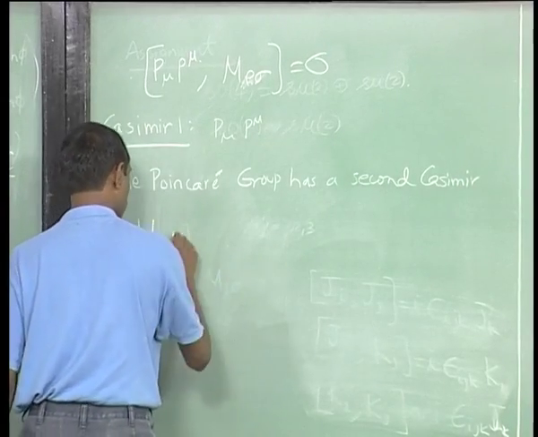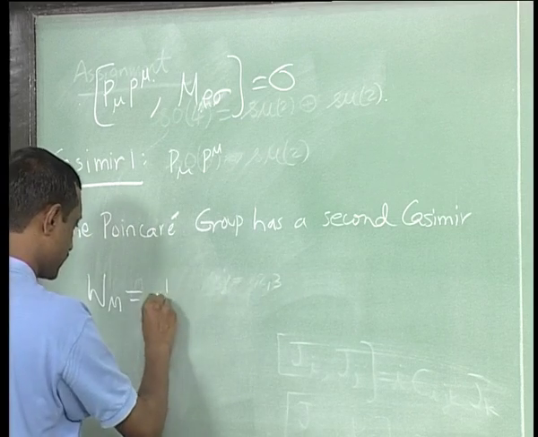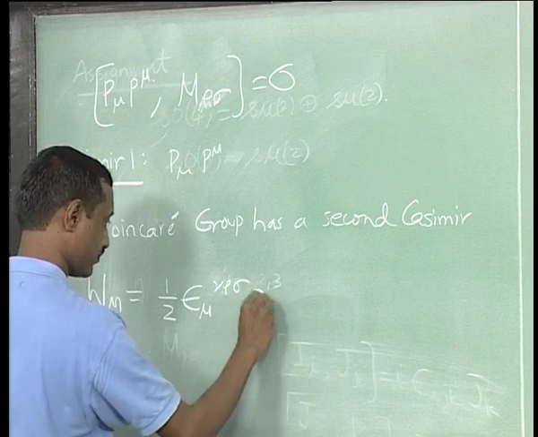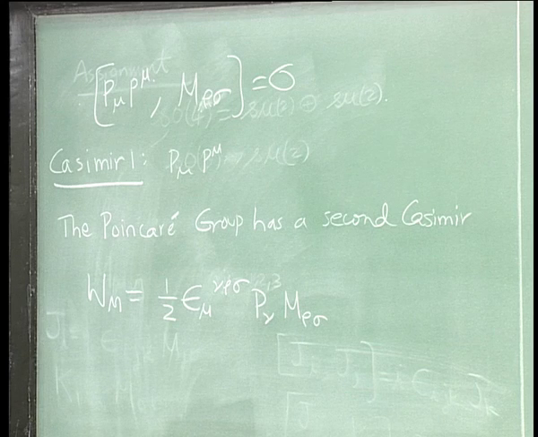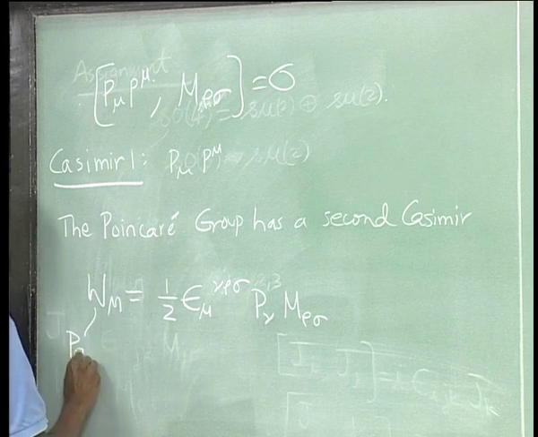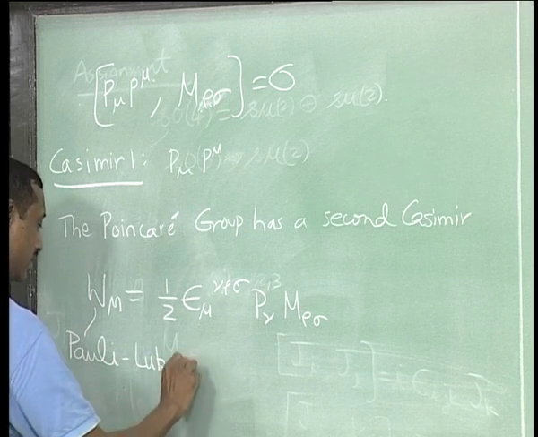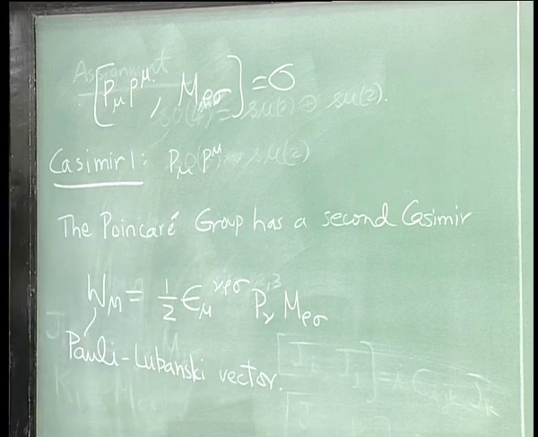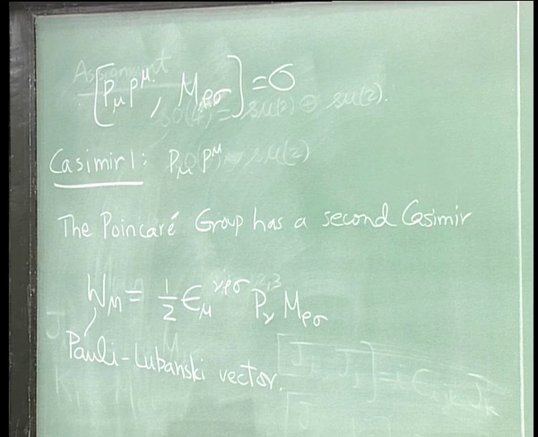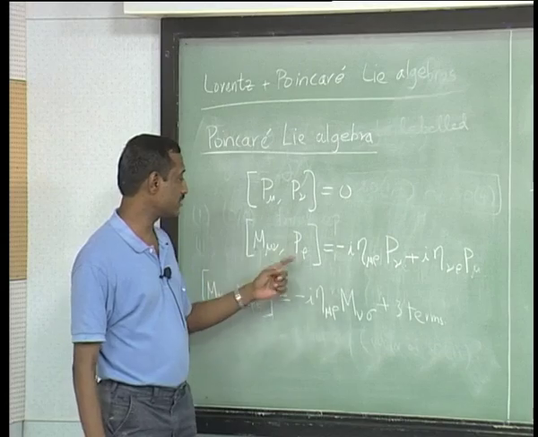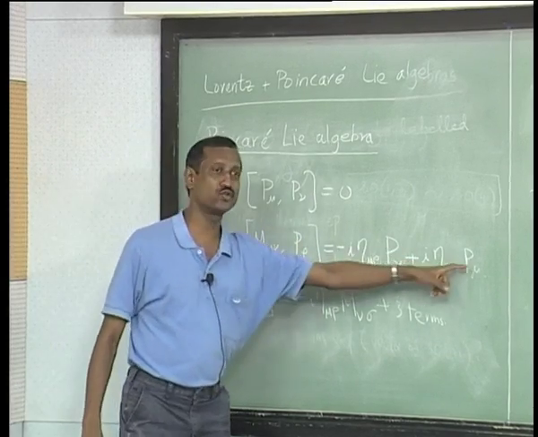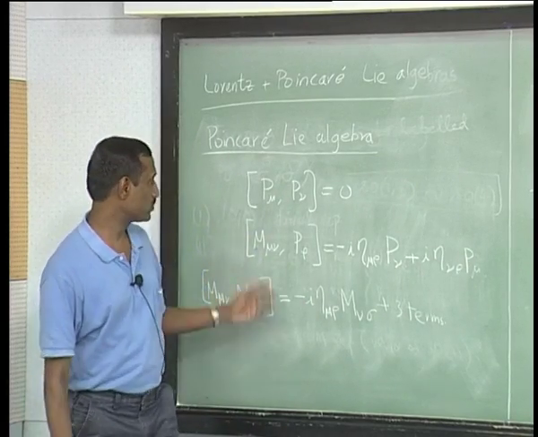For that I will define something called W mu, which is the following: half epsilon mu nu rho sigma P nu M rho sigma. So, what is this? This is a vector, a co-vector to be precise, but okay, I can raise and lower indices. This has a name, it's called the Pauli-Lubanski vector. Now, without calculation I can write for you its commutator with M mu nu. Why is that? It is just a vector. So it has to be the same as the one for P, except wherever we see P we should put W. So, just put the Pauli-Lubanski vector.